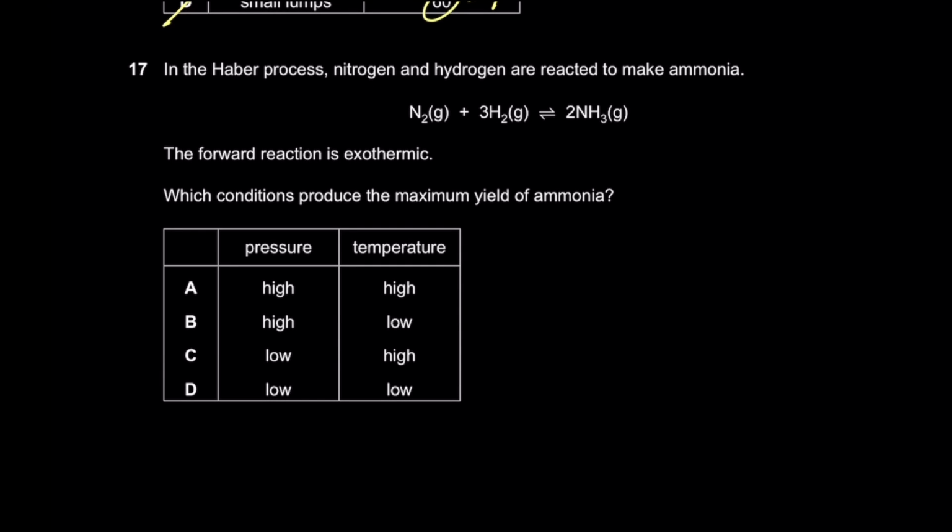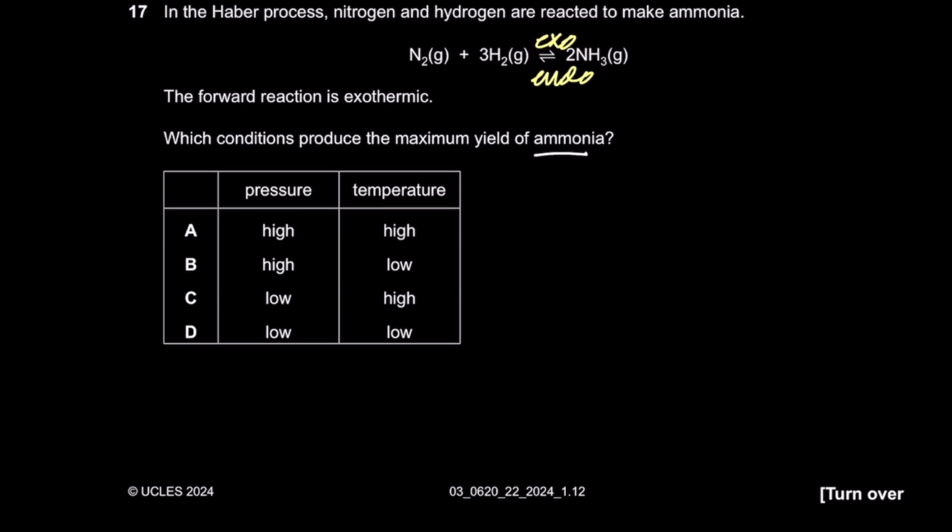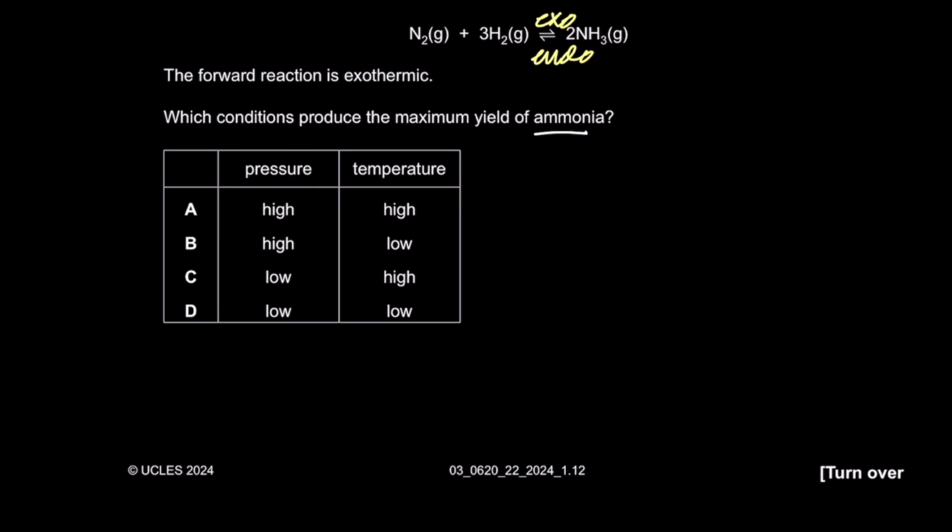In the Haber process, nitrogen and hydrogen are reacted to make ammonia. Oh, great. Okay. The forward reaction is exo. So if the forward is exo, the backward should be endo. It says which conditions will produce maximum yield of ammonia? Well, for maximum yield of ammonia, you need to favor exo. And how do we favor exo? Low temperature favors exothermic. Therefore, A and C are wrong.